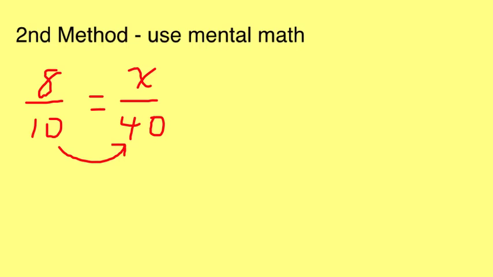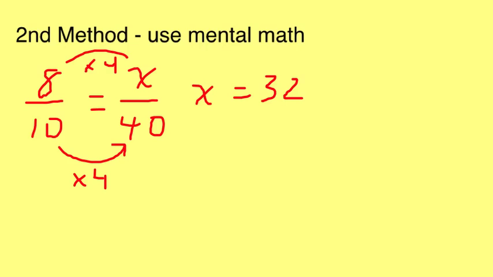Okay, the second method that we're going to look at is using mental math, very similar to a common multiplier. And we're going to look at that first example. We have 8 over 10 equals x over 40. So what I'm going to look at is, what did I have to multiply 10 by to get 40? Well, I had to multiply by 4. So in order to find x, I'm also going to multiply 8 times 4. So I get x equals 32.